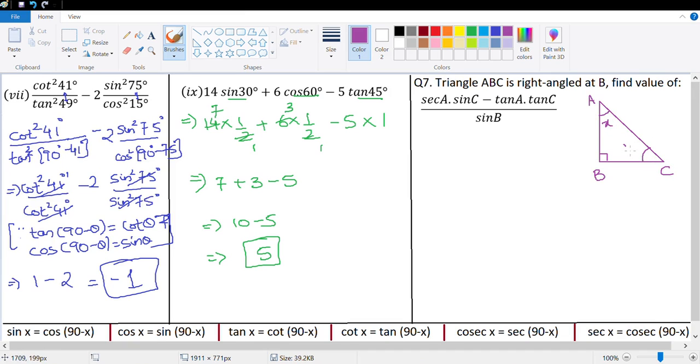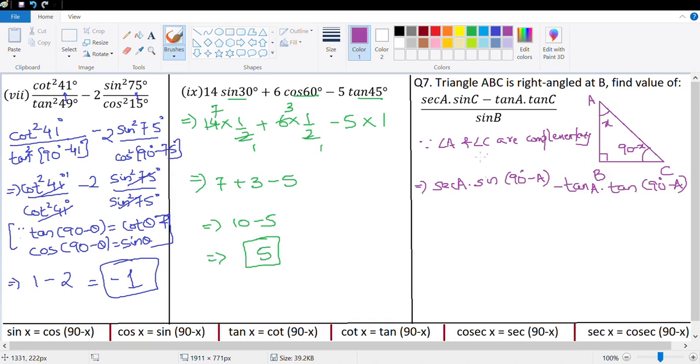C is equal to 90 minus X. These are complementary. So since angle A and angle C are complementary, what this gives me is sec A dot, instead of sine C, I will write this as sine 90 degree minus A. Yeah, C is equal to 90 minus A. That's fine. Minus tan A multiplied with, instead of tan C, I will write C is equal to 90 degree minus A. So let's just write this once again for clarity.